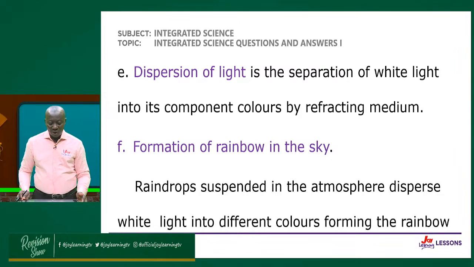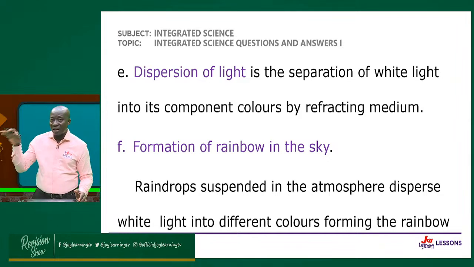So we move on to the fifth part of the question, which says that we should define dispersion of light. What do you mean by dispersion of light? By definition, it is the separation of white light into its component colors by a refracting medium. When you have white light incident on a refracting surface, or on the surface of a glass, and it refracts, you see the various colors of light.